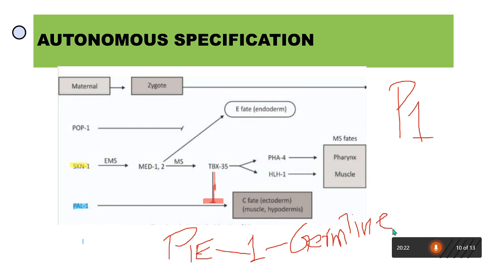Germline fate. So P1 undergoes autonomous specification and has three transcription or cytoplasmic factors: SKN1, PAL1 and PIE1. SKN1 is necessary for the EMS blastomere fate, PAL1 is necessary for the C blastomere fate, and PIE1 is necessary for the germline fate. The inhibitions here are: TBX35 inhibits the C fate carried out by PAL1, and POP1 inhibits the E fate, the endoderm fate. This is about autonomous specification.